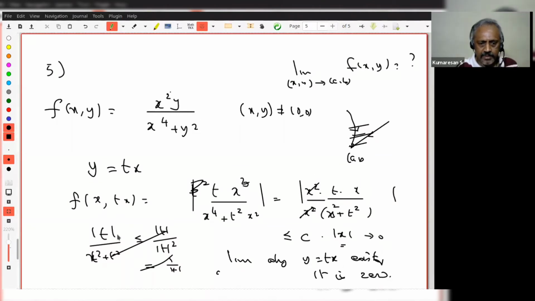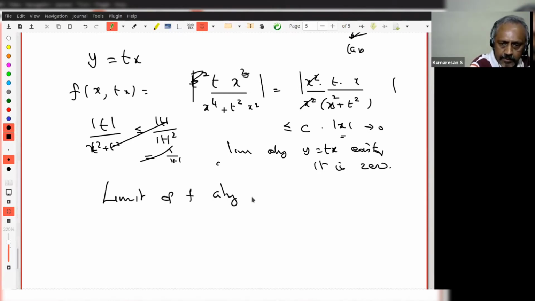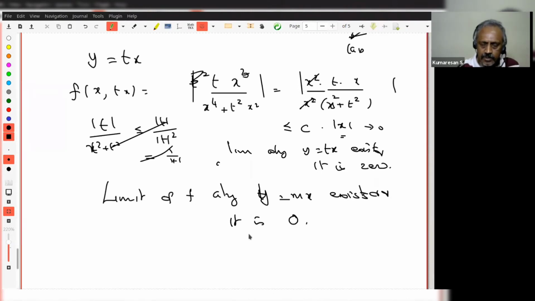All for every slope m. Okay, are you convinced? At least 40-50%. So the limit of f along y equal to mx exists and it is 0. Therefore, I may hope L must be 0. The limit exists and the limit must be 0. But that's wrong.